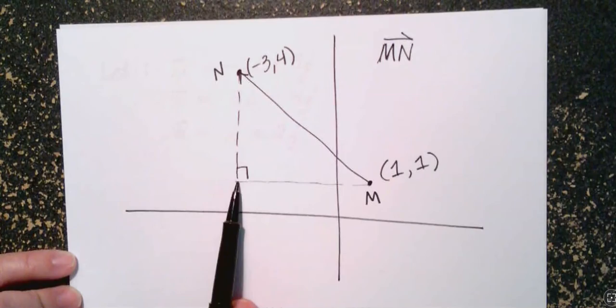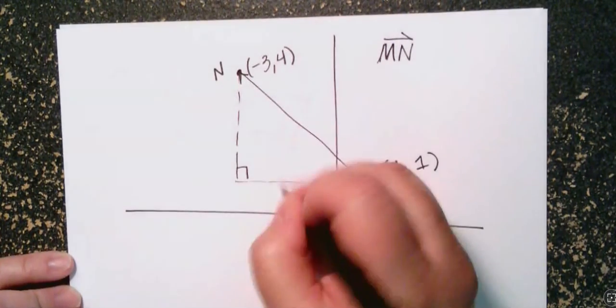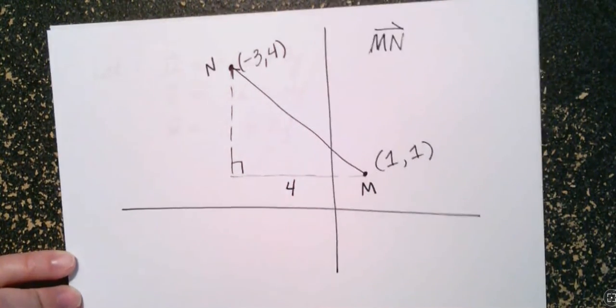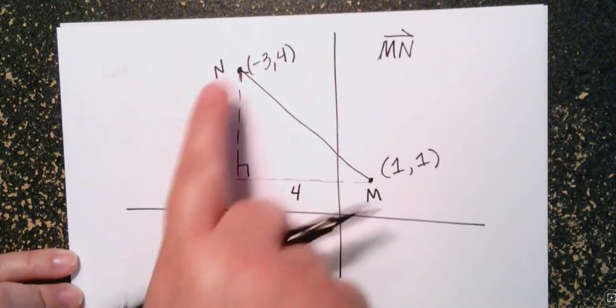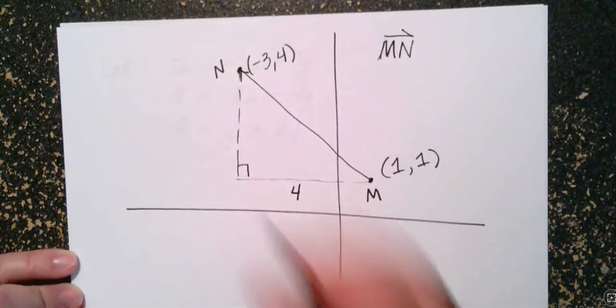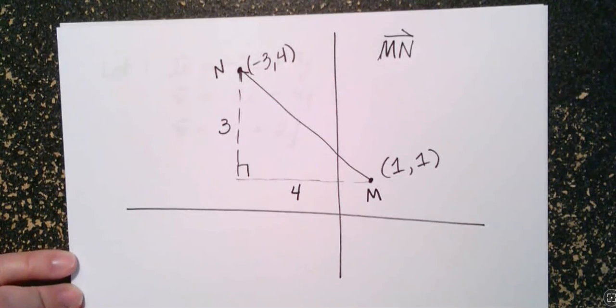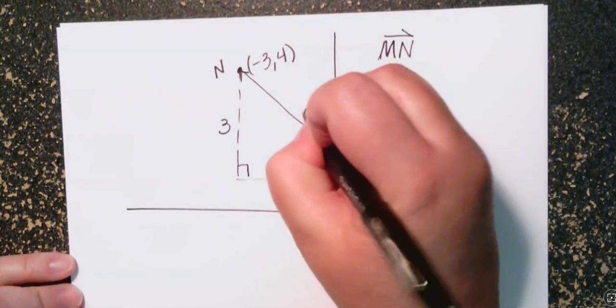The horizontal distance here from -3 to 1 is 4. From 1 to 4 is 3. So this is a nice Pythagorean triple. This is going to be 5.